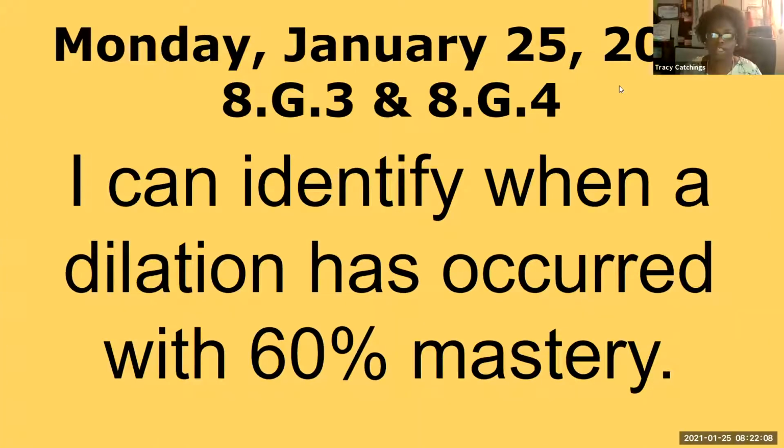25th, once again, 8.G.3, 8.G.4. Somebody read that standard to us today. "I can identify when a dilation has occurred with 60% mastery." Good job. Last week, we talked about transformations. Can anybody tell us anything that you learned last week about transformations?